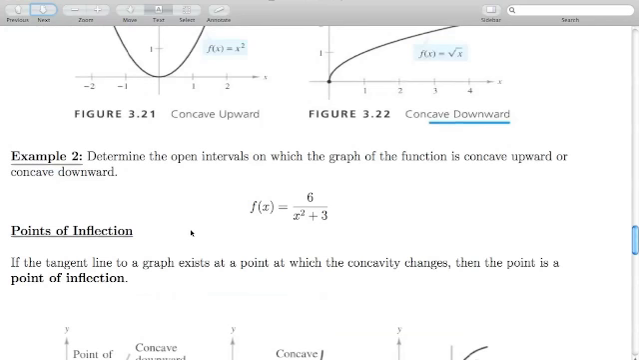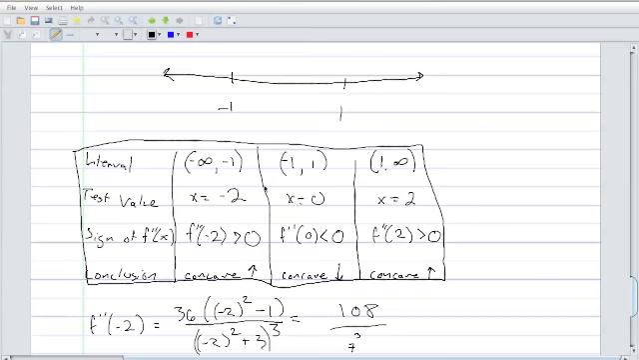So again, with example 2, it says determine the intervals on which the graph of the function is concave up or concave down. So again, we looked at f double prime. If we're talking about concavity, we need to look at f double prime.